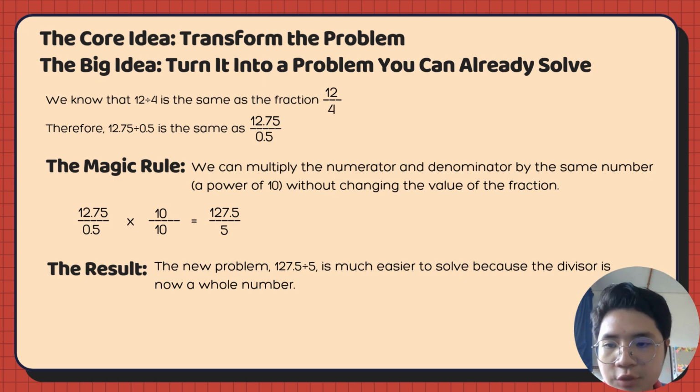My proposed teaching method is all about transformation. Instead of giving students a new compressed rule, we connect it to something they already know: fractions and whole number division. The key is to show them that we can change the problem into an easier, equivalent one. By multiplying both parts by 10, we are essentially just multiplying by 1, which doesn't change the answer. This turns a tricky decimal problem into a familiar long division problem.